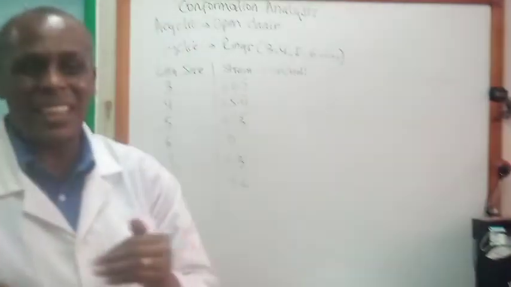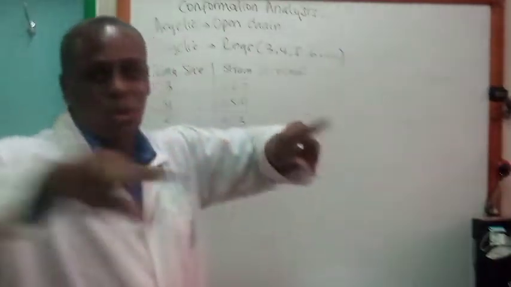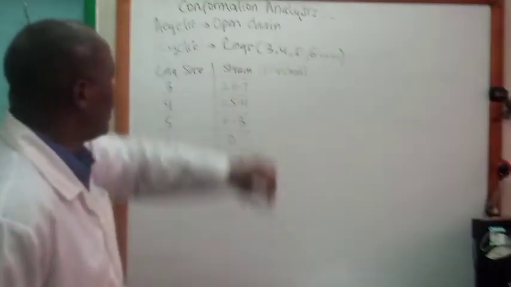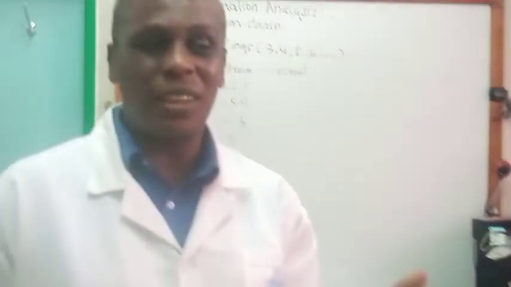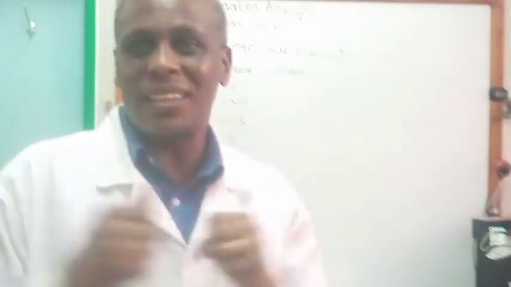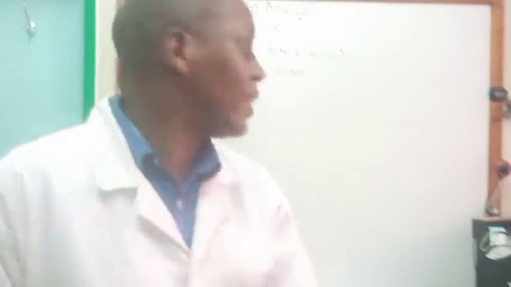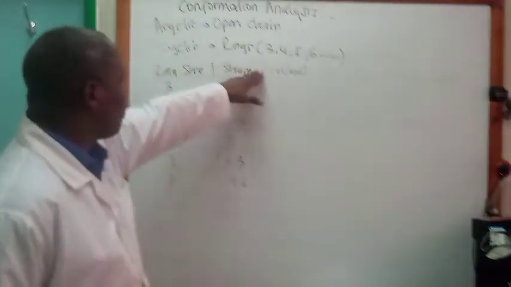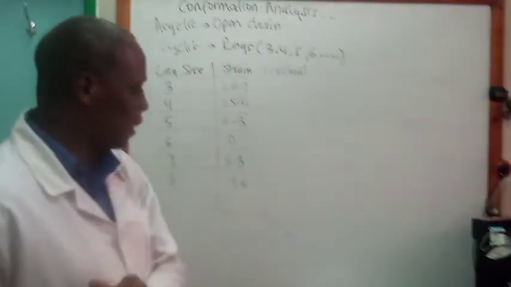One is acyclic. It means that this is one in which there is no ring. It's just called an open chain system. Acyclic. That's the one. And the other one is cyclic. So you're going to see that the smallest type of chain which you can form is a three-membered ring.